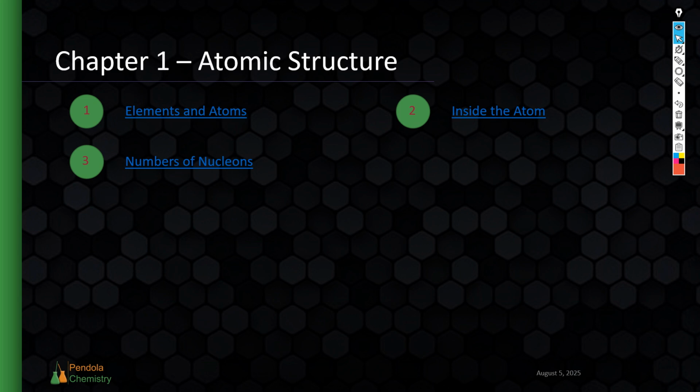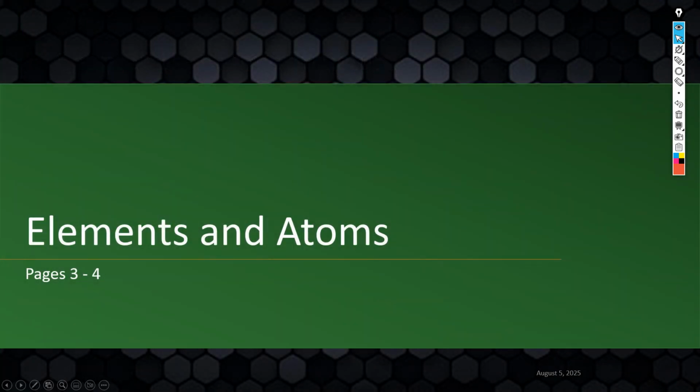Section 1, as you can see here, is elements and atoms. Sections 2 and 3 will be separate videos. Section 1 is going to focus on the elements and the atoms of those elements. And we're going to look at just what the general makeup is of those elements and how they differ.